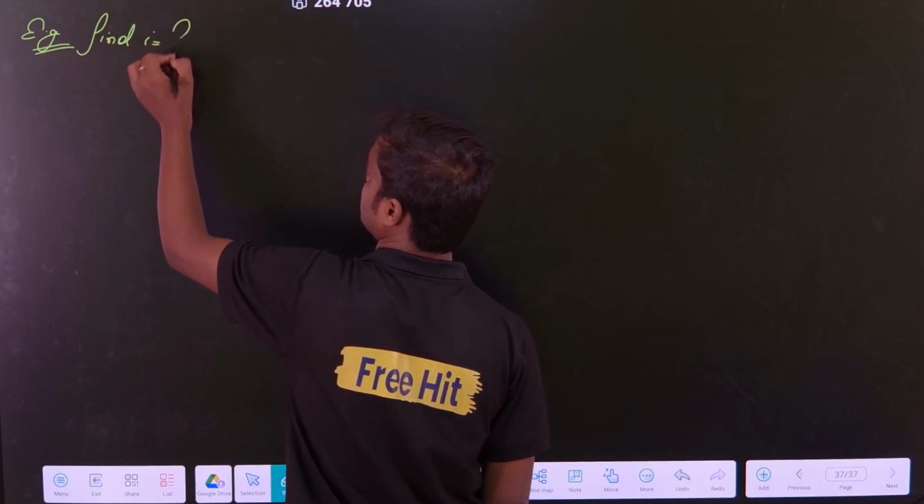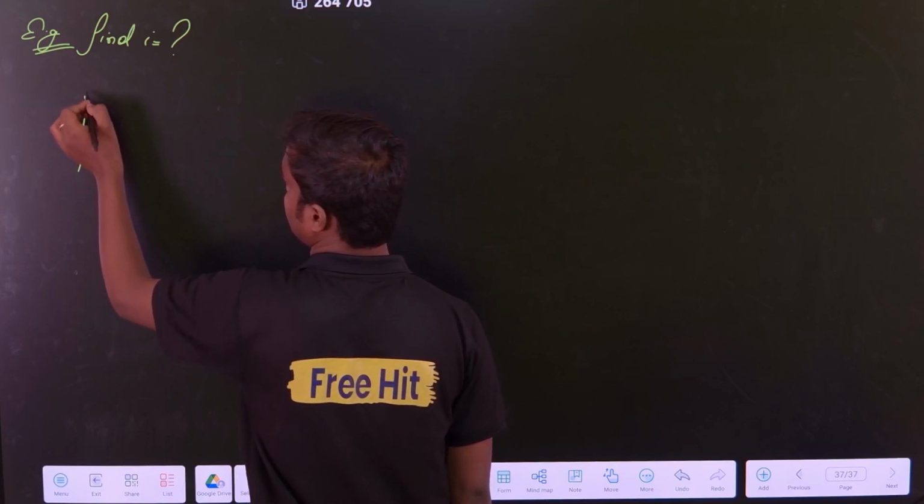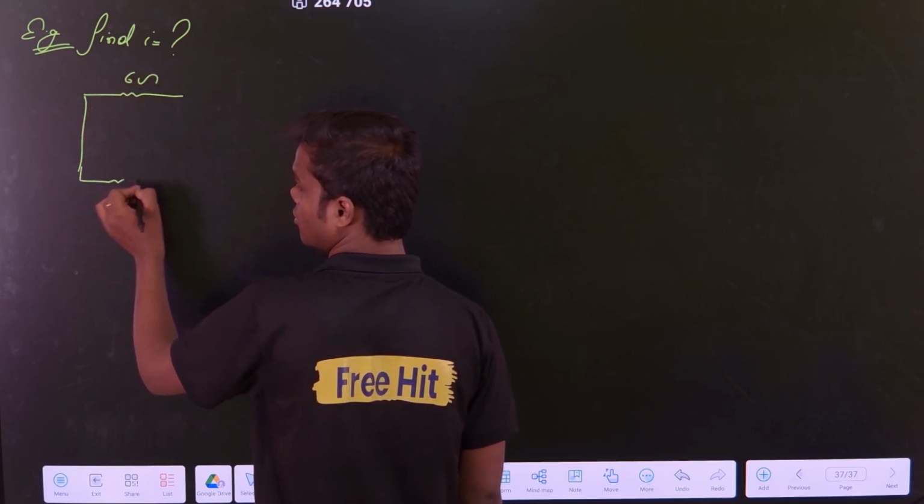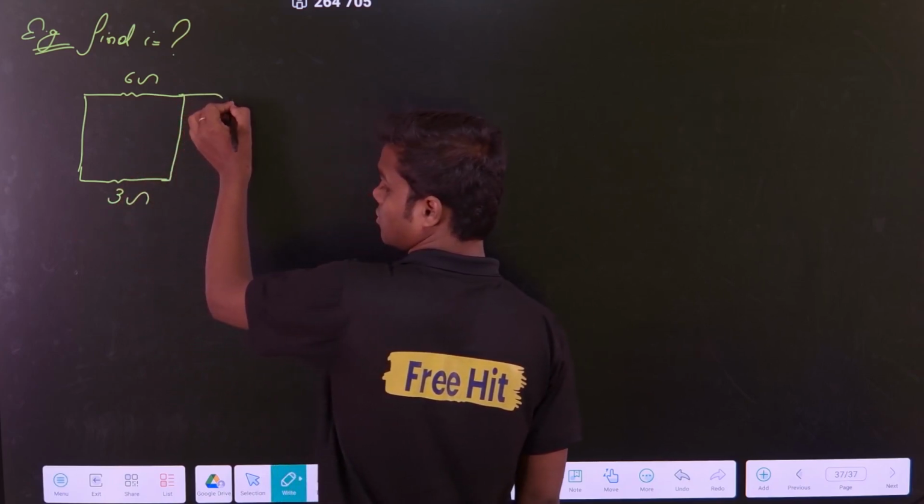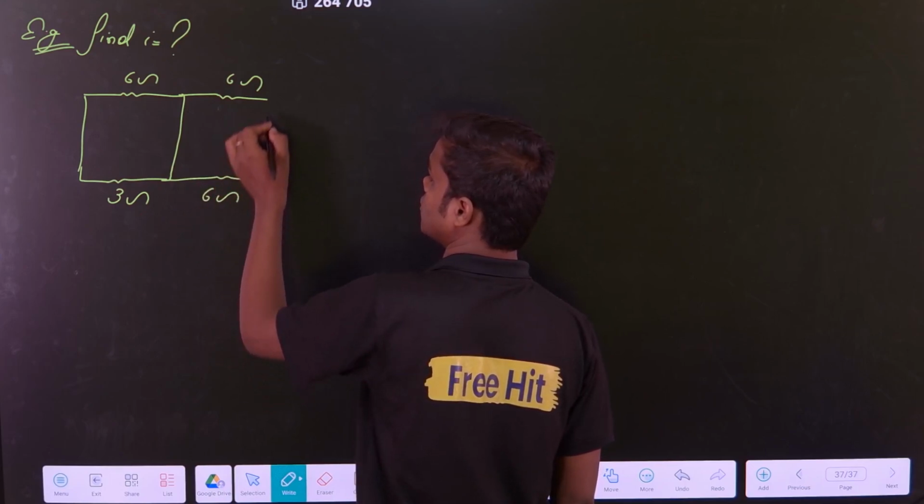I. Okay, basically the circuit looks like this. There is a 6 ohm, there is a 3 ohm, this is 6 ohm, this is also 6 ohm.